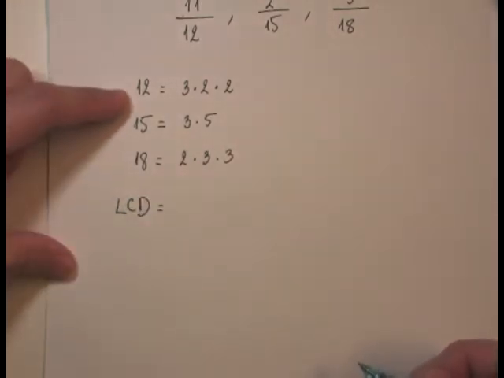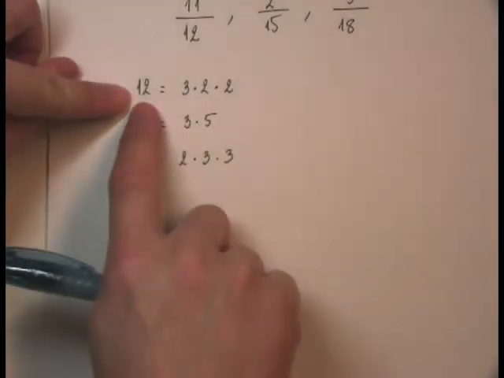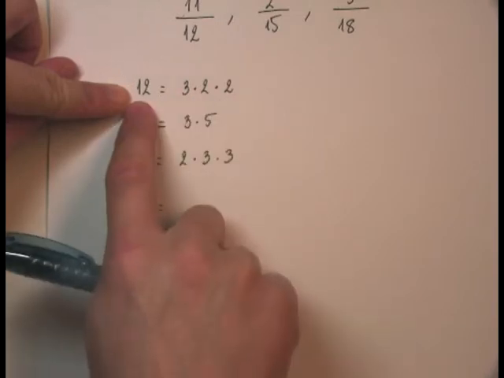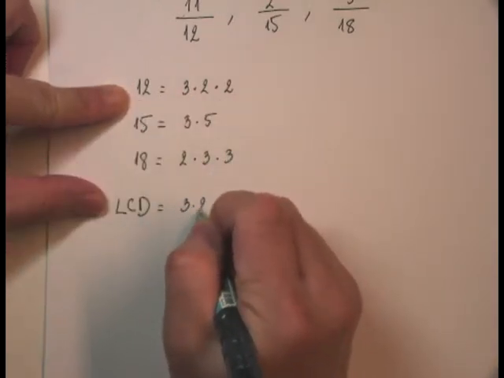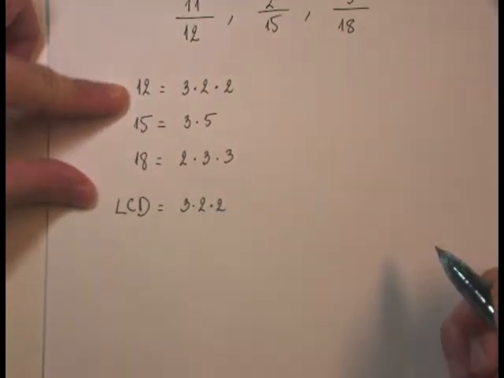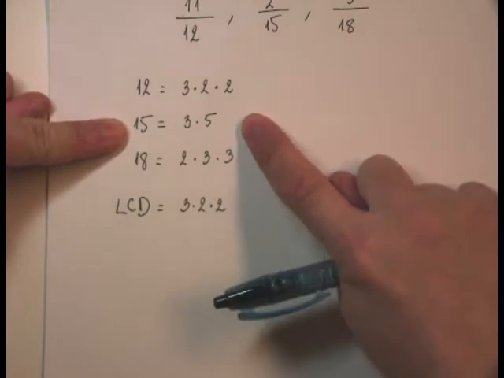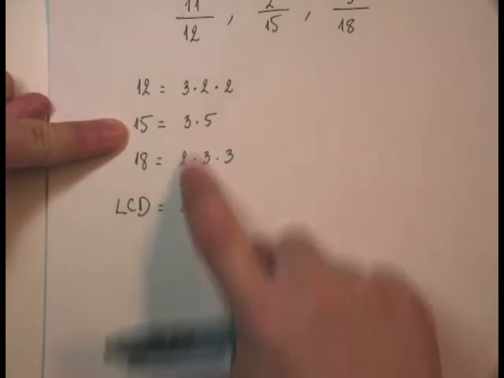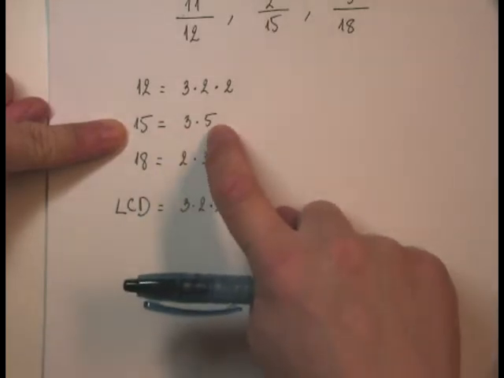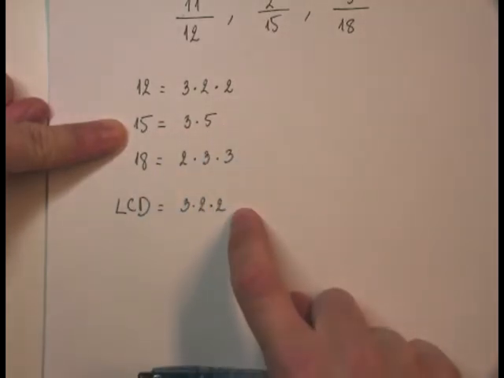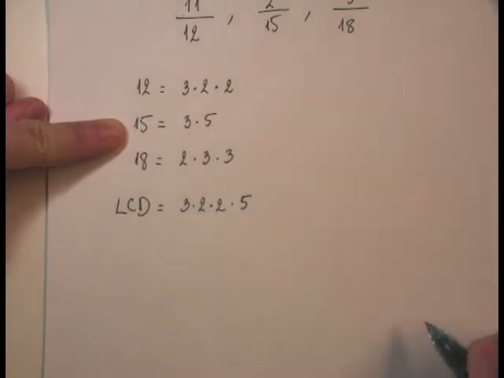In this list, always bring in all the prime factors of my first denominator. So 3 times 2 times 2. Then if you look into the next denominator, is 3 already on the list? Yes, it is, so I can skip that 3. 5, is it already on the list? 5 is not already on the list, so I'm going to have to multiply 5 into my existing list.